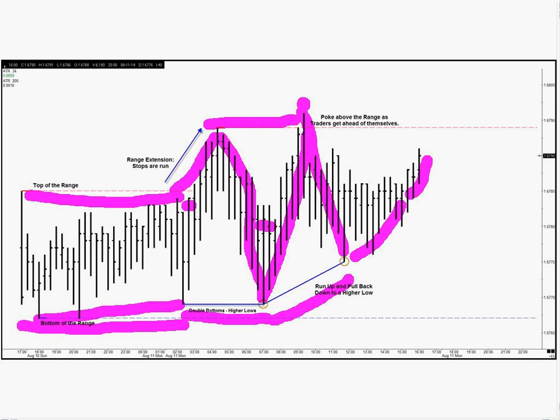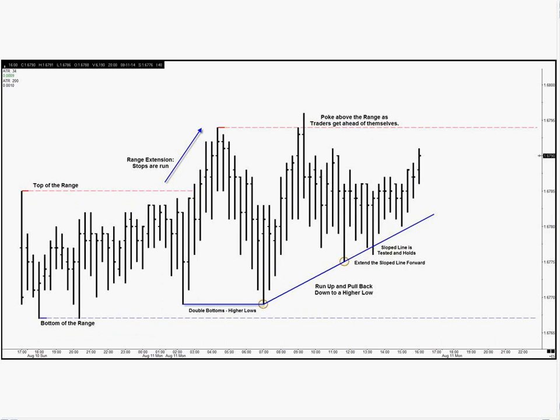Now notice that I connected this first higher low and this second higher low. And we're still in a range. Don't get me wrong, we're still in a range. But let's connect this low and this low, and let's just move it forward. Project it forward. And this is called, I'll show you the difference.